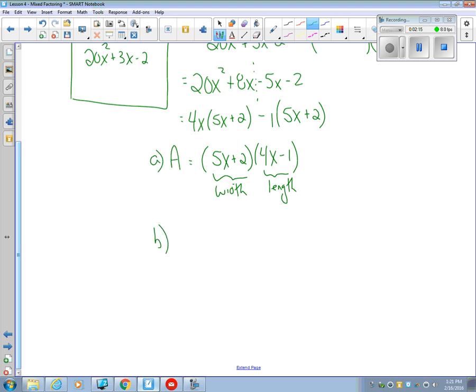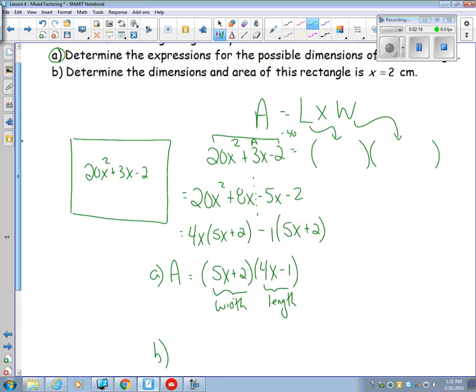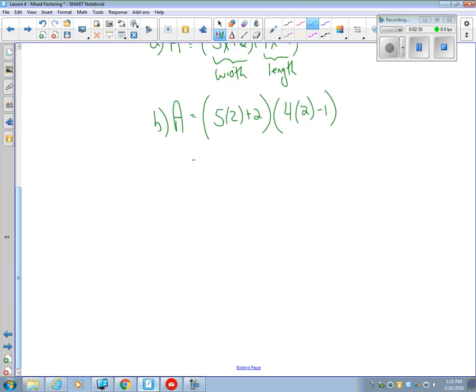Part B. Determine the dimensions and area of this rectangle if x is 2. Okay, well, let's make x 2. So my area will be 5 times 2 plus 2. There's my width. My length will be 4 times 2 minus 1. Okay, we do a little bit of mental math here. 5 times 2 plus 2 is 12. 4 times 2 minus 1 is 7. 12 times 7 is 84. Okay, oh, and that's centimeters squared.